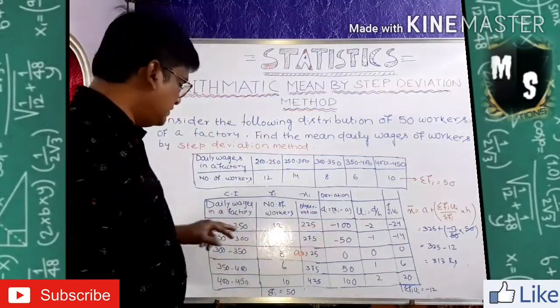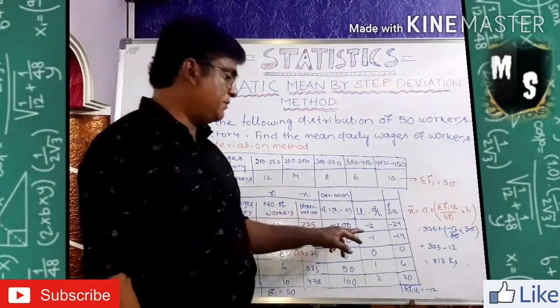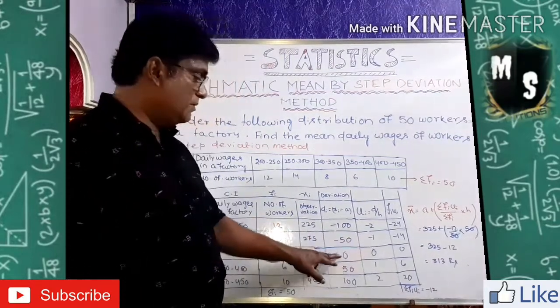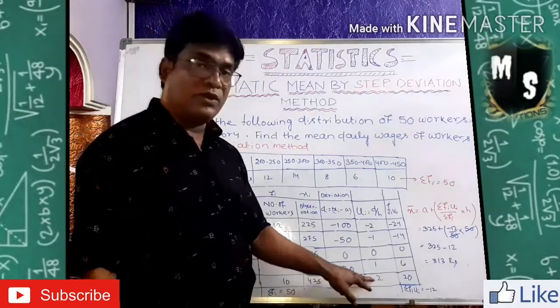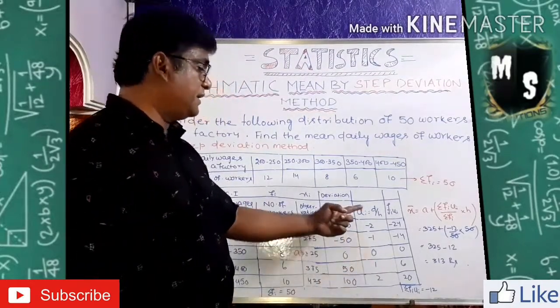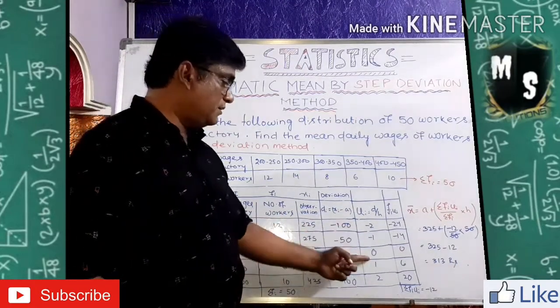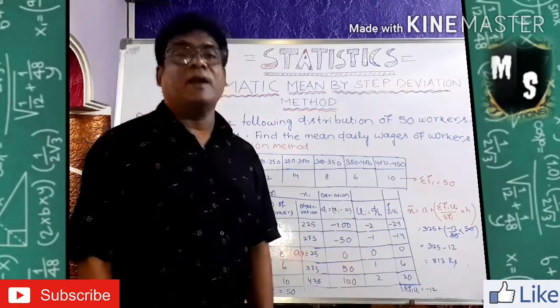Minus 100. What is the length of the class interval here? 50. So minus 100 by 50, minus 2; minus 50 by 50, minus 1; 0 by 50, 0; 50 by 50, 1; and 100 by 50, 2. Here also you see the UI column. At this point it will be 0. This column, the DI column is 0, the UI column is 0. So above 0 it will be negative and below 0 it will be positive.